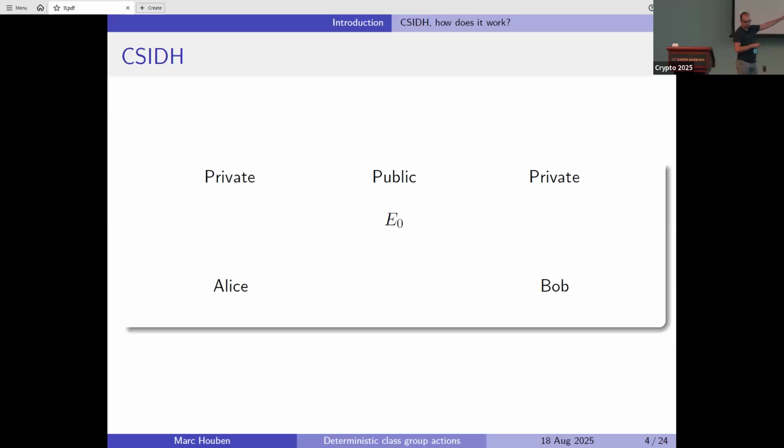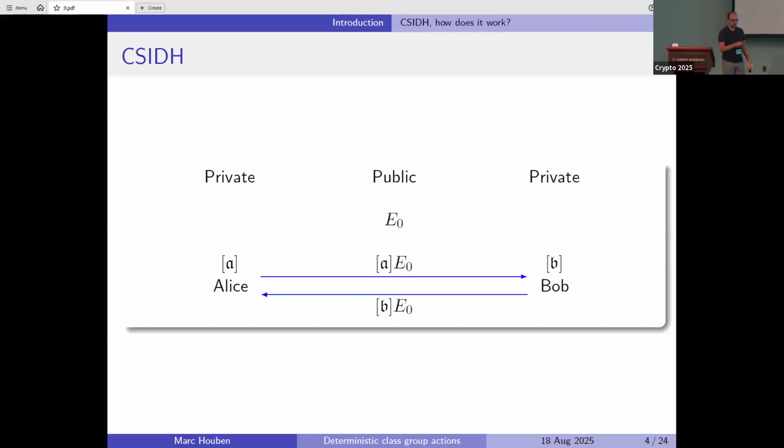So what Alice and Bob do is they start by agreeing on some publicly known starting elliptic curve. And they have two secret elements of a certain group that acts on elliptic curves. So that's what they do. They send the result to each other, and then they act on what they got from the other person. And the reason this works, the reason that they get the same thing, is because this group turns out to be a commutative group.